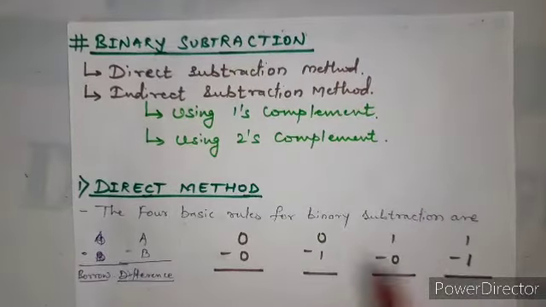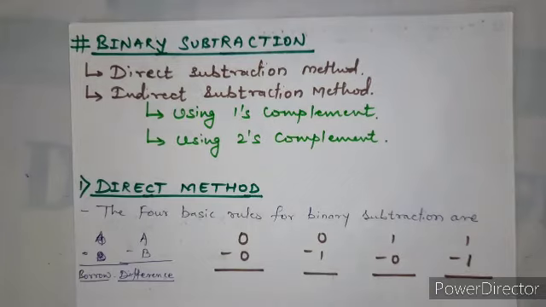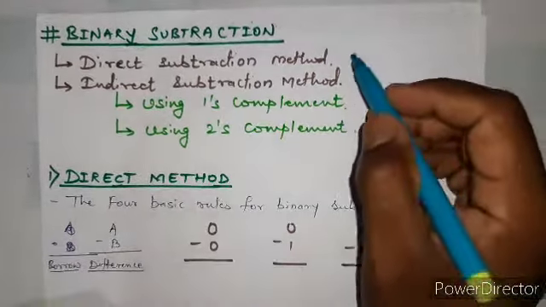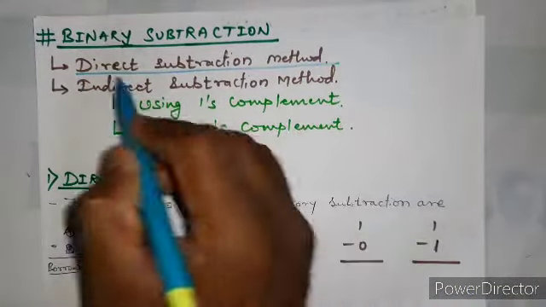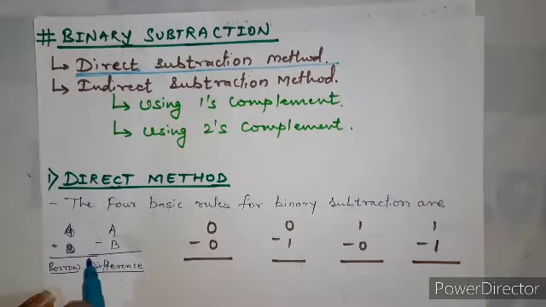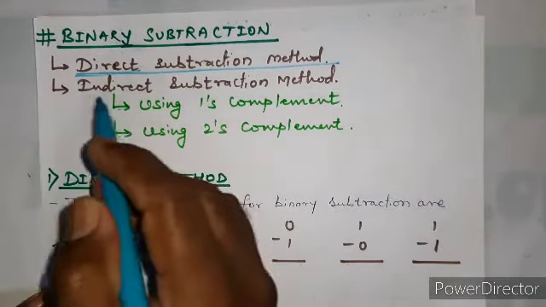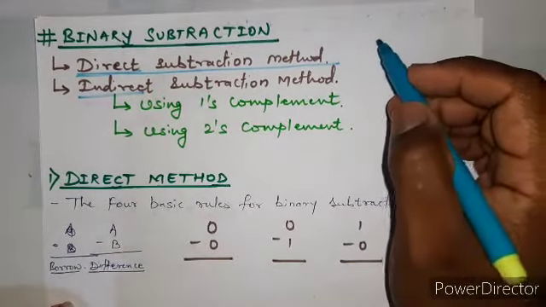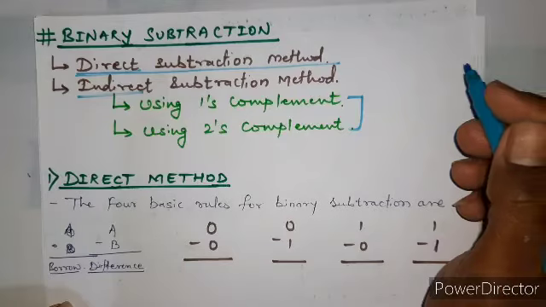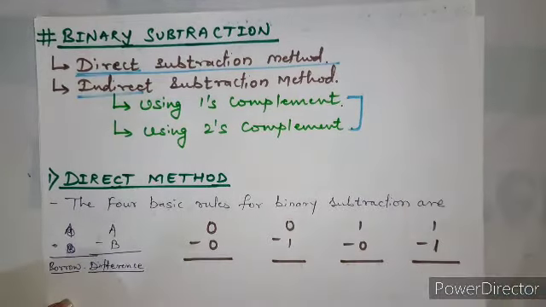Now in the binary subtraction, as we have discussed, we have two methods. The first part is we are supposed to perform using the direct method. Okay, this direct method, and then we have the indirect method. Now these methods are actually being asked in the examination.